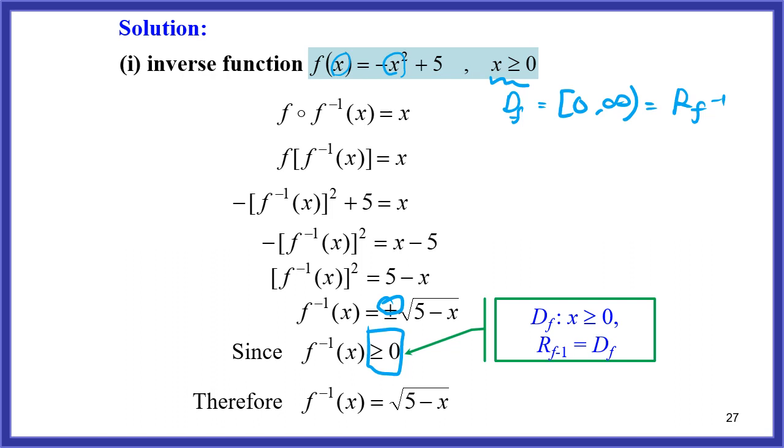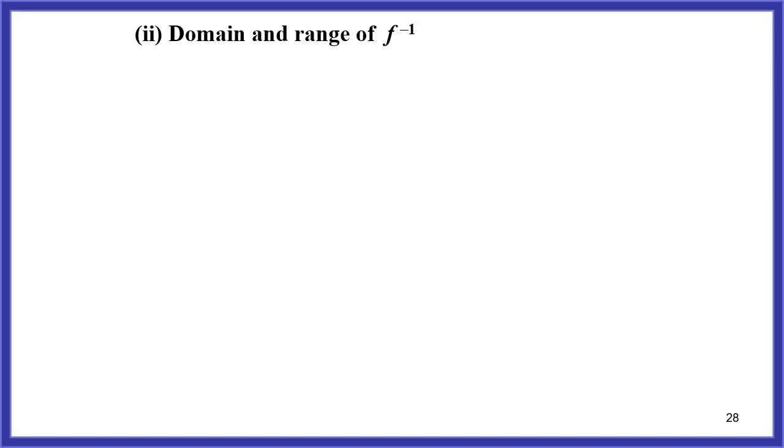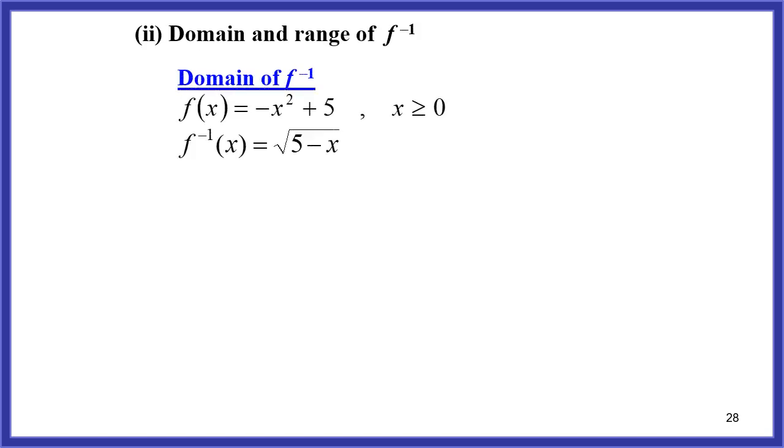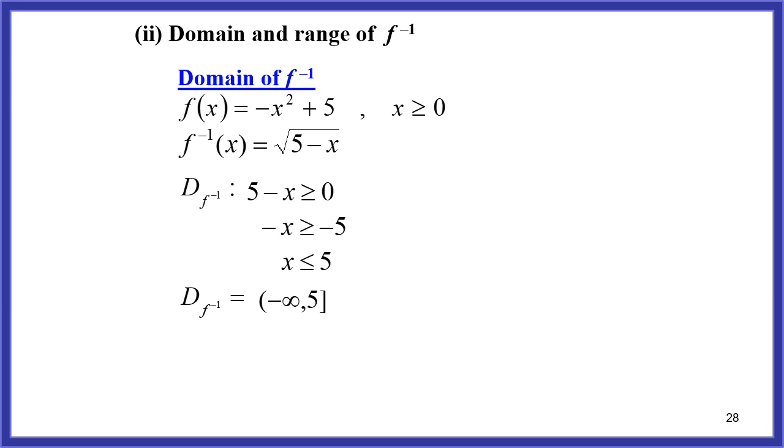Okay, now for the domain and range of f inverse. Previously we know that the domain of f is x more than or equal to 0. So what is the domain of f inverse? Directly we see that f inverse is a square root function. How do we find the domain for a square root function? Yes, we take everything inside the root and set it more than or equal to 0. We have to make sure that it is a positive value. So 5 minus x is more than or equal to 0, so x should be less than or equal to 5. So the domain for f inverse is negative infinity up to 5.